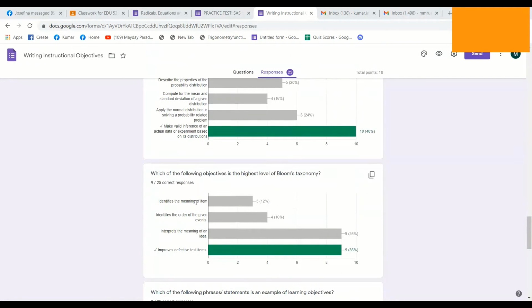Which of the following objectives is the highest level of Bloom's taxonomy? So again, we look onto the creating. Identifies the meaning of an item? So meaning of an item, it's only factual recall, it's remembering, so that's not the highest. Identifies the order of the given events? Okay, that is analysis. Interpret the meaning of an idea? That is again understanding. Improves effective test items, that is creating. So therefore, letter D is the answer.